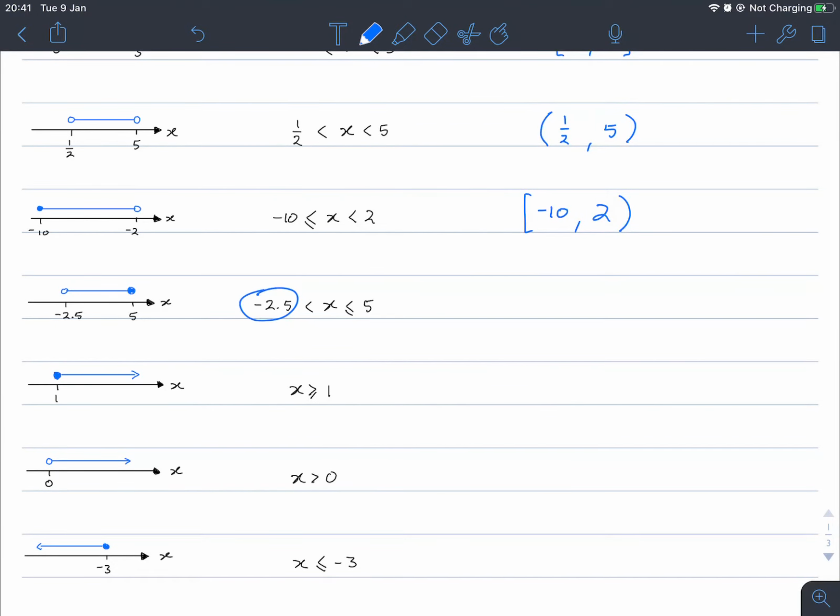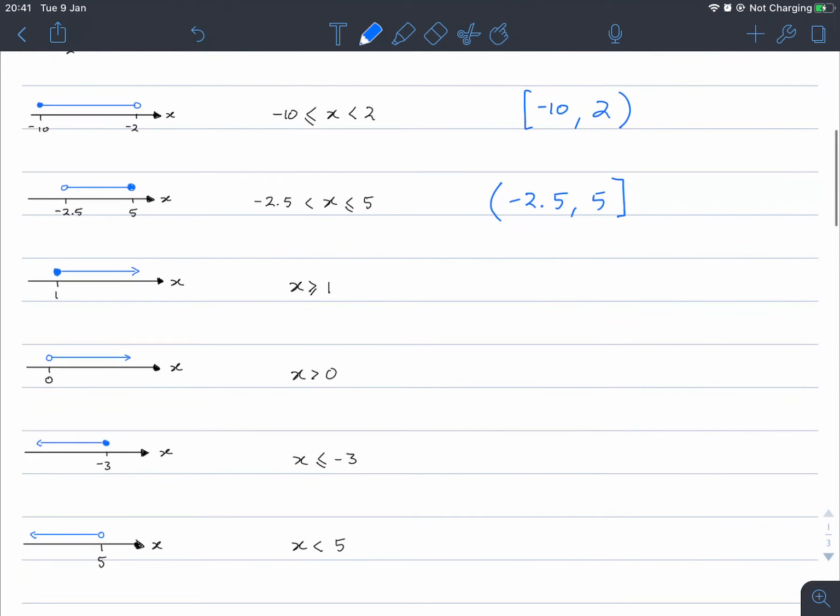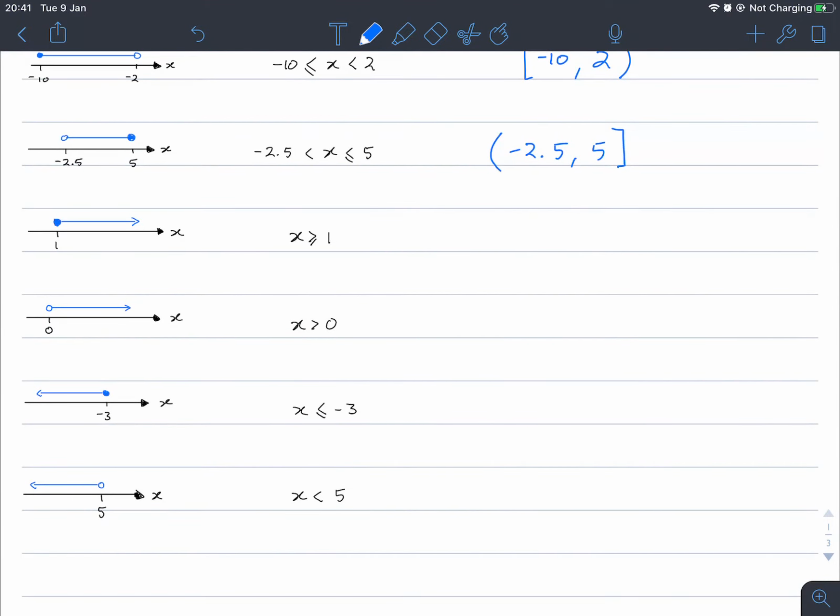We have a negative 2.5 here. Negative 2.5 to 5, and it's just a matter now of selecting a square bracket for less than or equal to, like so, and an open or curved bracket for greater than but not equal to.